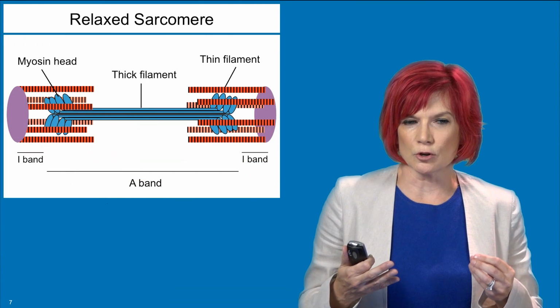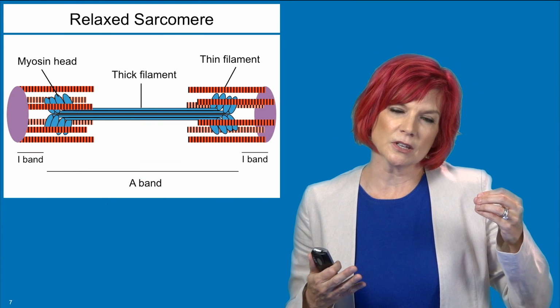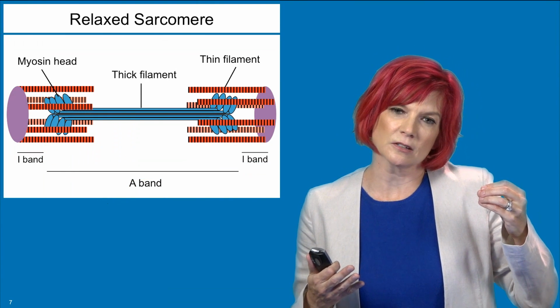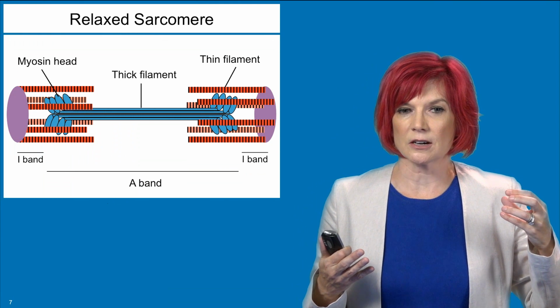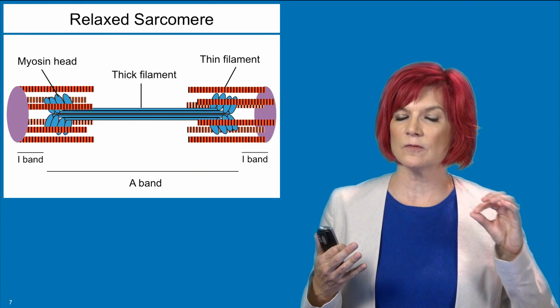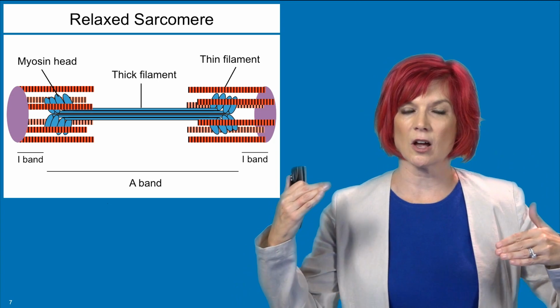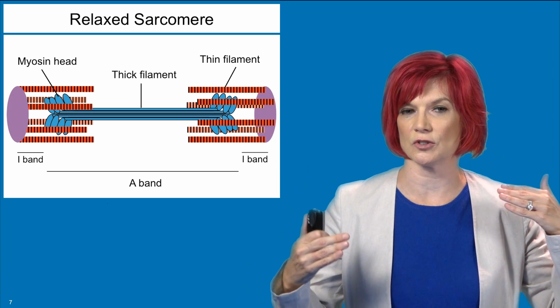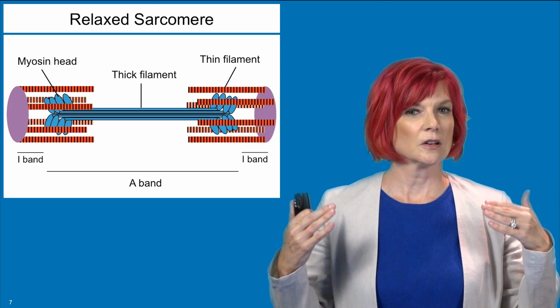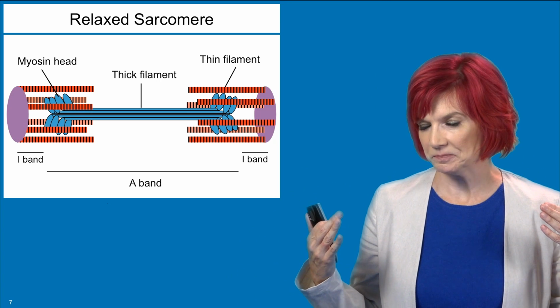And notice how those protrusions have the ability to interact with the thin filament. And in this particular diagram, they're showing that one thick filament is surrounded by 6 thin filaments on each side of those head structures, each side of those protrusions. So this is the relaxed sarcomere.